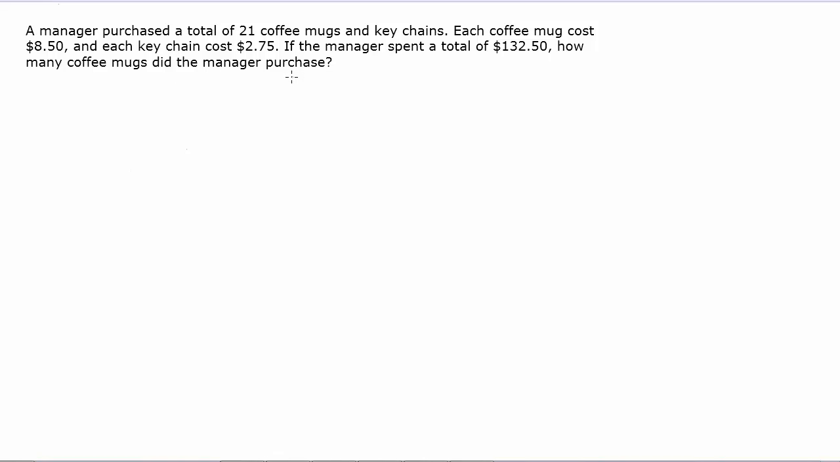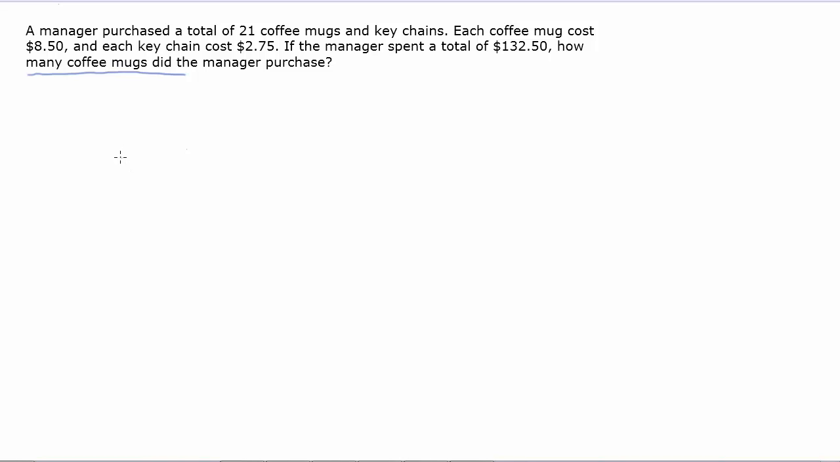So I have a problem that involves two different amounts, mugs and chains, and also the costs of the mugs and chains. And I'm supposed to find out how many coffee mugs there are. I'm going to approach this problem by writing a couple of equations first, and then probably going to guess and check my way to an answer.